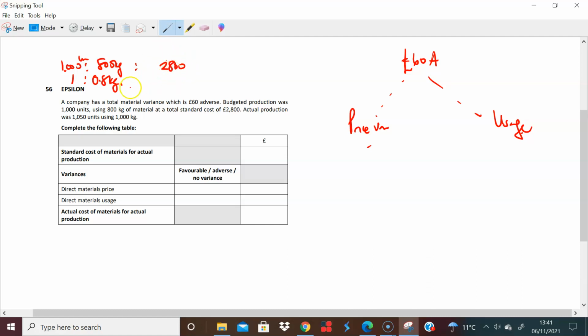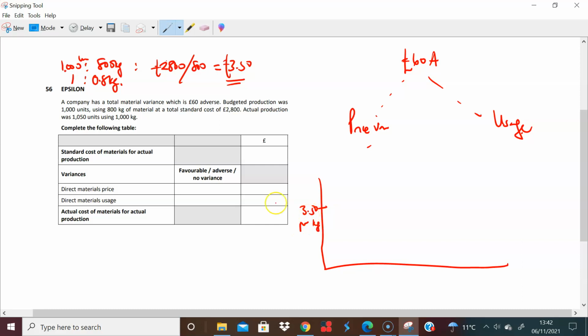So the cost of 1 kilogram should be £2,800 divided by 800 kilograms, which gives me £3.50. Okay, great stuff. So I have my standards, right? Now let me draw, just to help me. I know this is going to be £3.50 per kilogram in terms of standards.